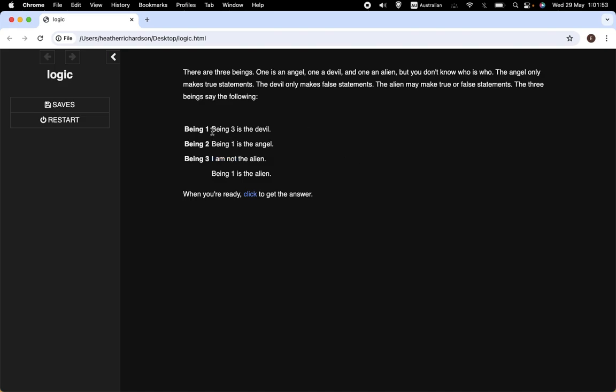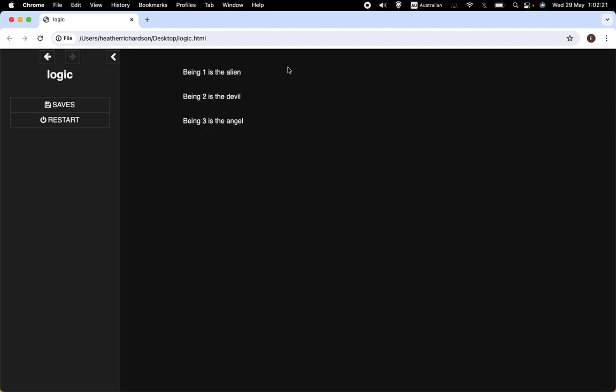So let's have a look at that. Well, the alien statements are always compatible. The devil says being 1 is the angel. Well, that's a lie. They're the alien. And being 3, who is the angel, says I am not the alien. Being 1 is the alien. And we know that being 1 in this circumstance is the alien. So it looks like the answer must be alien, devil, angel. And when we click, we find that indeed it is alien, devil, angel. So that's quite a difficult one. Sometimes they're easier, sometimes they're harder, but that's probably on the more difficult side.